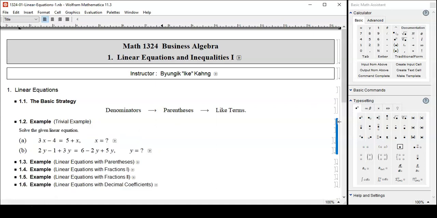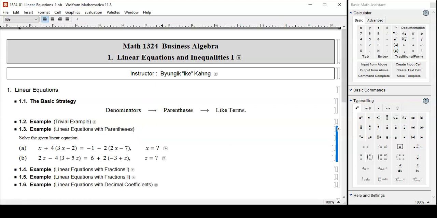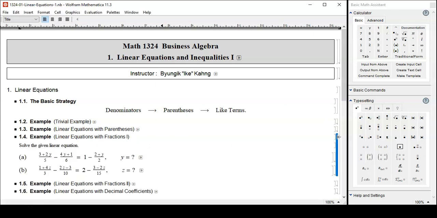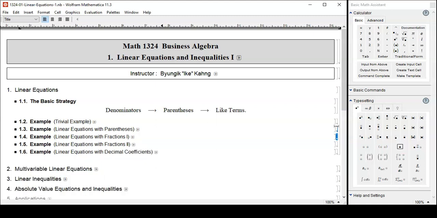Here's an example, and these are trivial. Do you see any denominator? Of course not, and no parentheses either. So this kind of problem begins with step 3, like terms, directly. How about something like this? No denominators, but we do have parentheses, and then after that some like terms, of course. So this problem begins from step 2. And here we have denominators as well, so this problem begins from step 1. And so on and so forth.